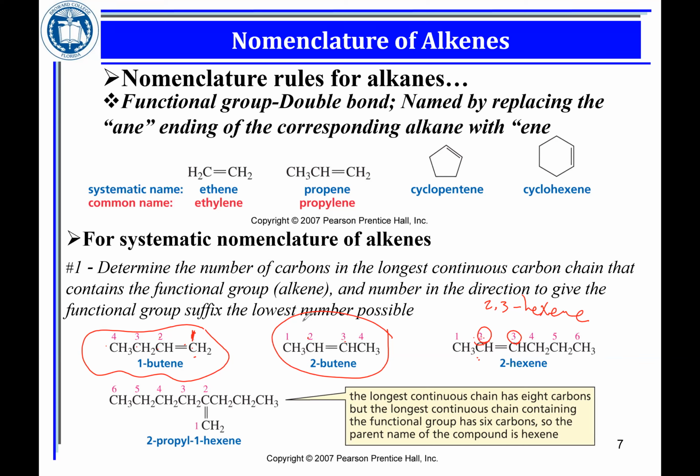Now, the fact that double bond takes priority over longest carbon chain, we have an example here. If you go from right to left, 1, 2, 3, and then 4, 5, 6, 7.